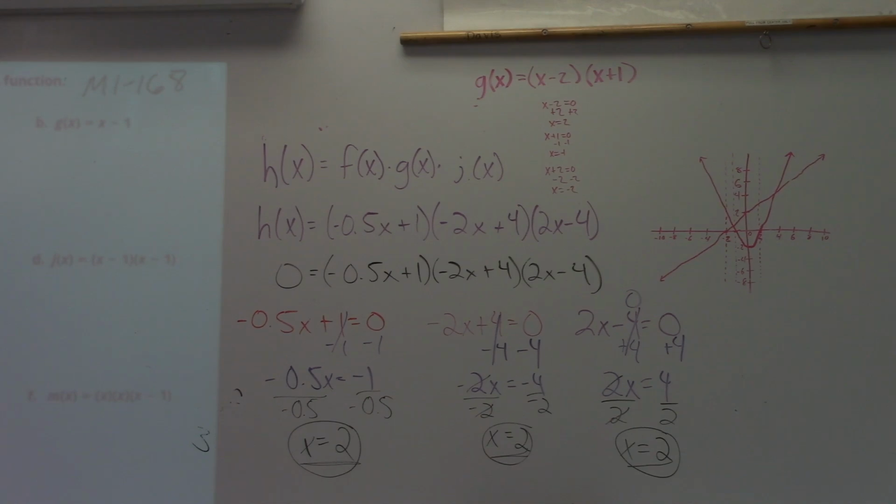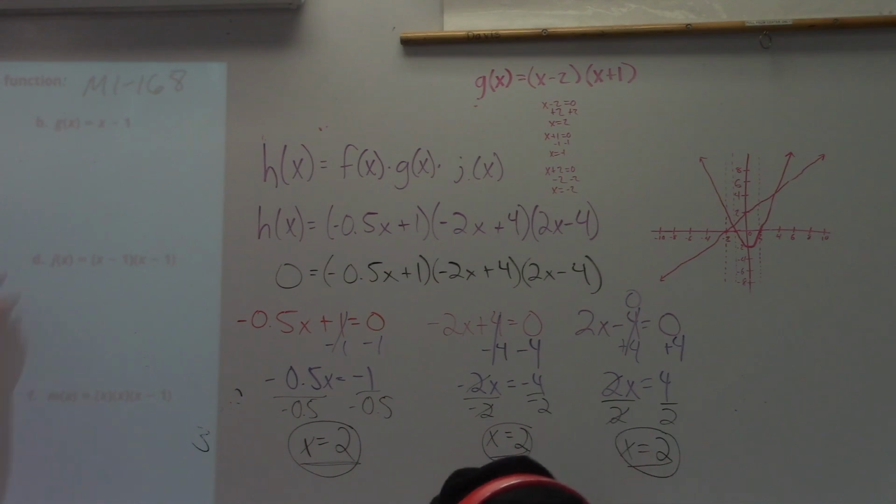What would my 0 be? How would I find my 0 for zeros? You just set it equal to 0. So I actually only have 1 zero in this case. It's x equals 0.